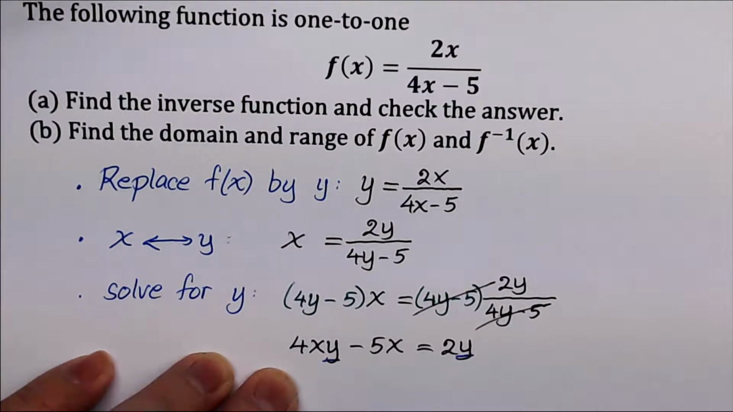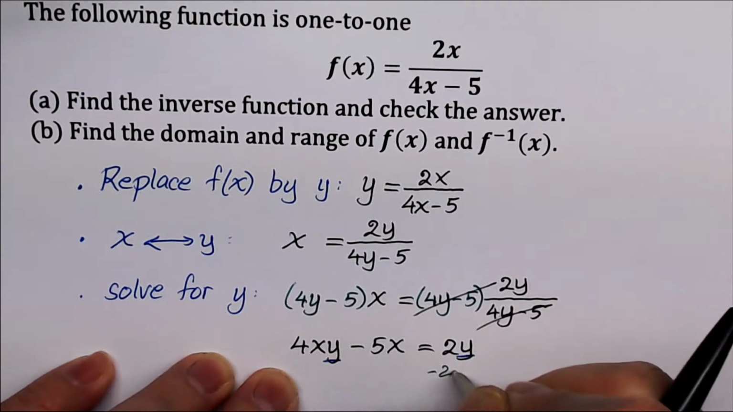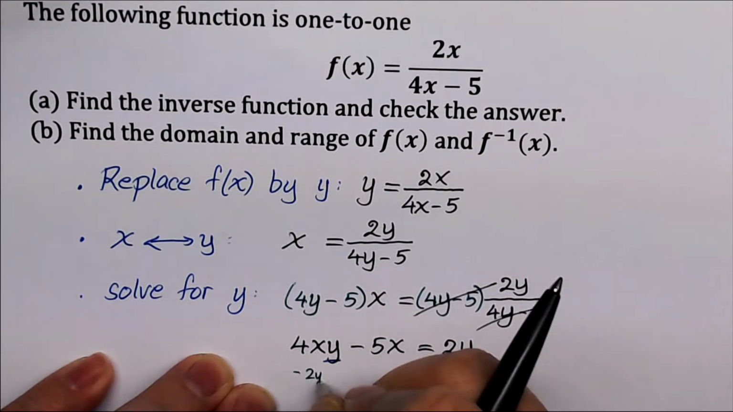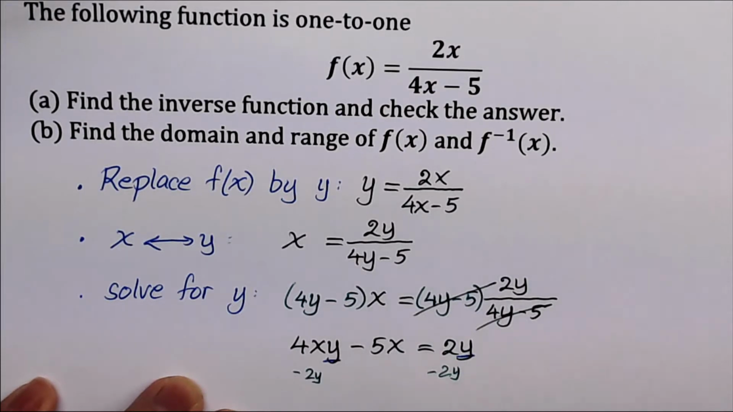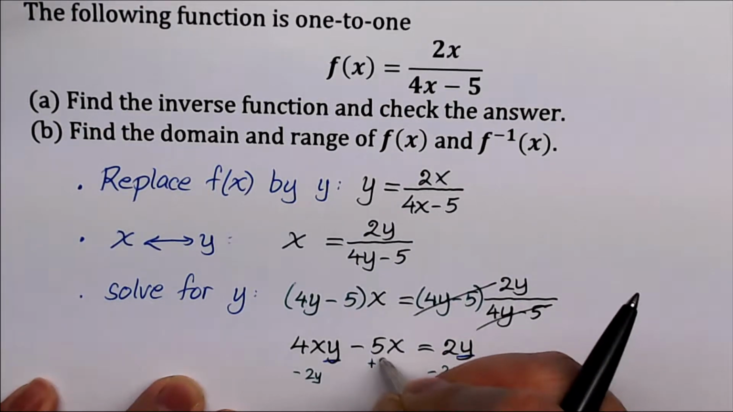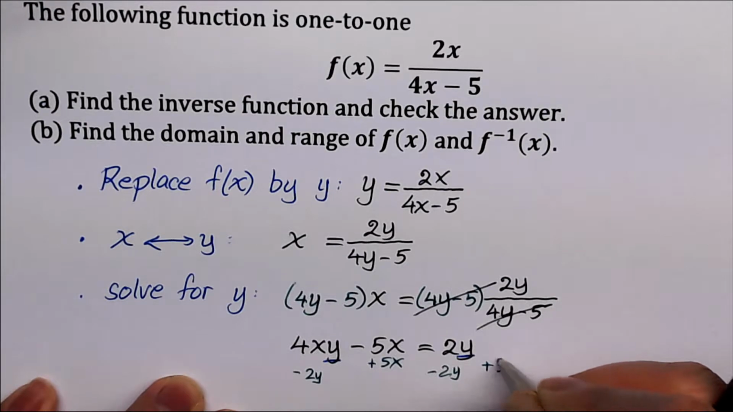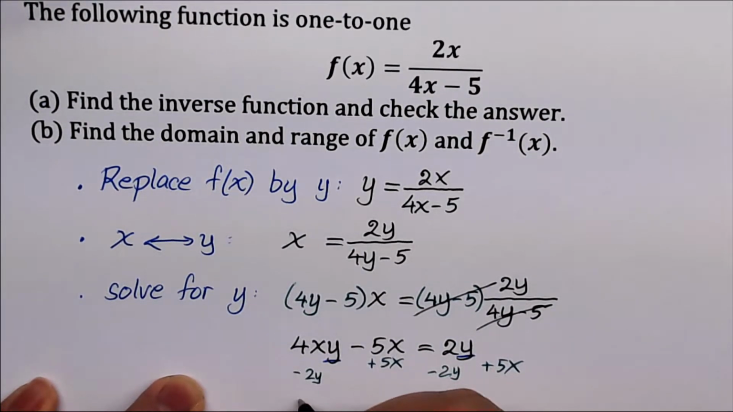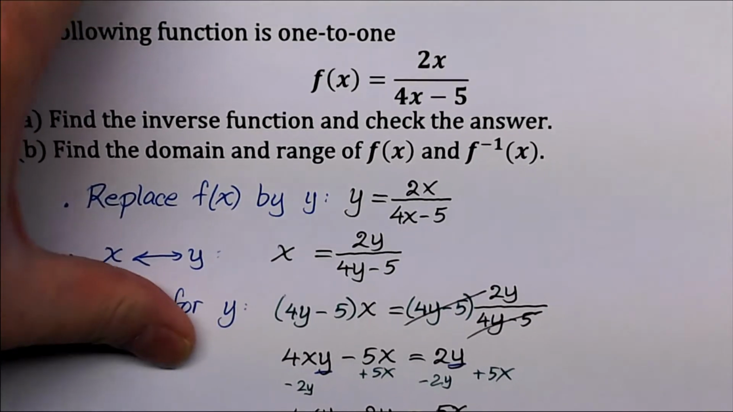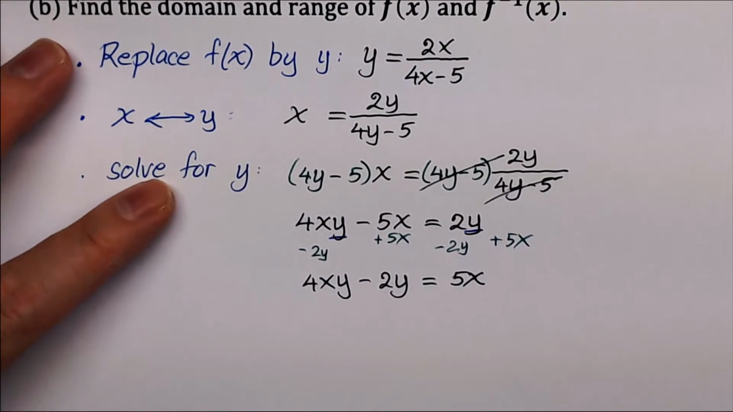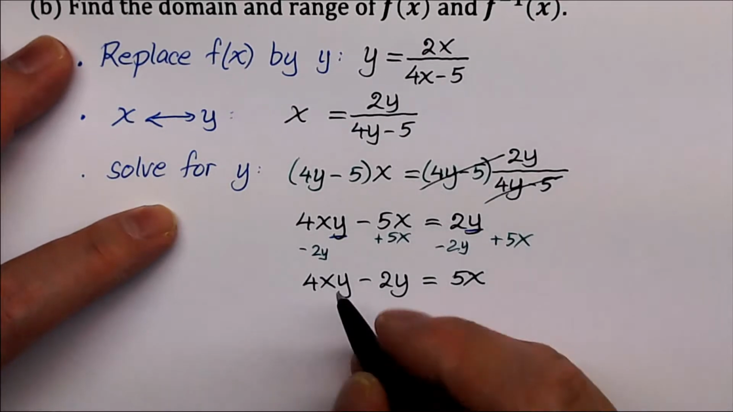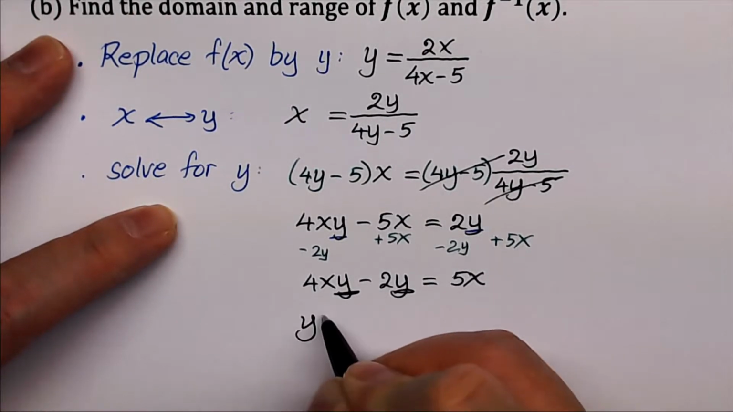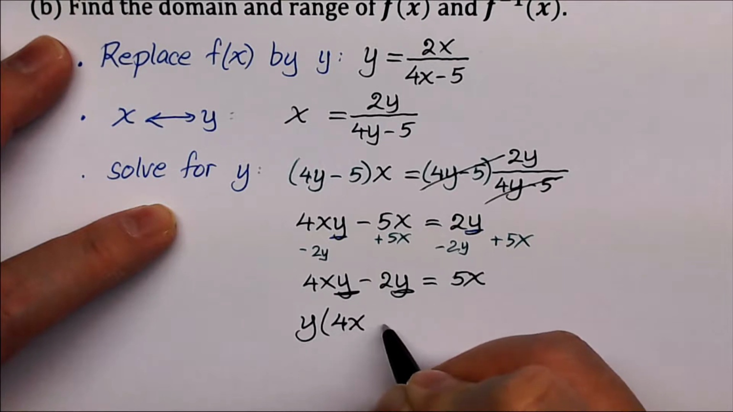So I will subtract 2y on both sides, and at the same time move the 5x to the other side by adding it. So we will have 4xy minus 2y equal to 5x. Since both of them have y, we can factor out the y. We have y times 4x minus 2.